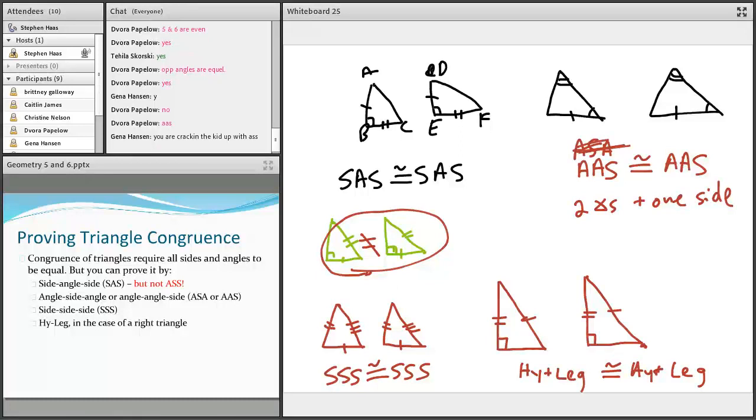Okay. Yeah, well, again, just want to make sure that I think that's a good way to remember that it doesn't work.